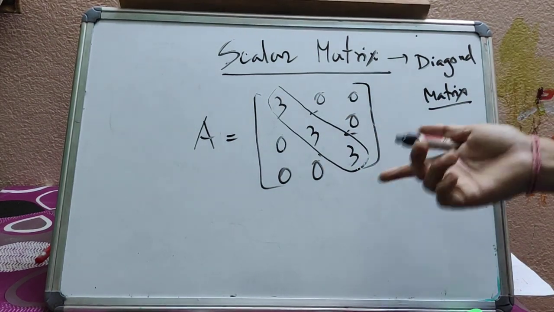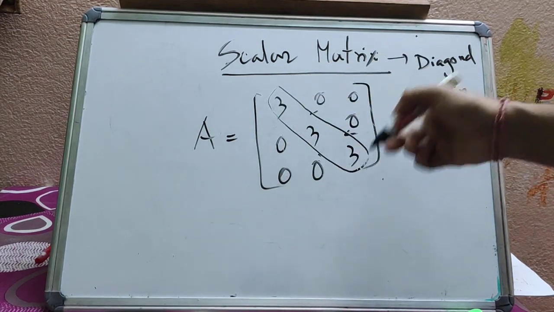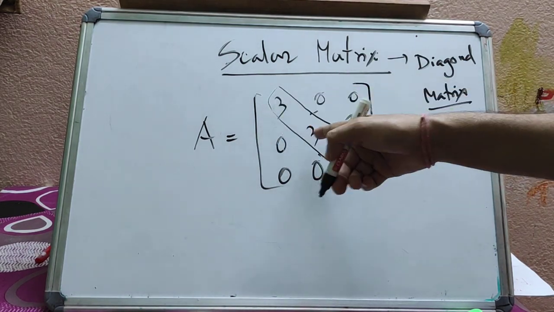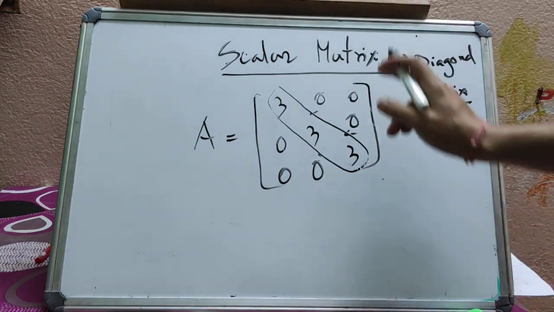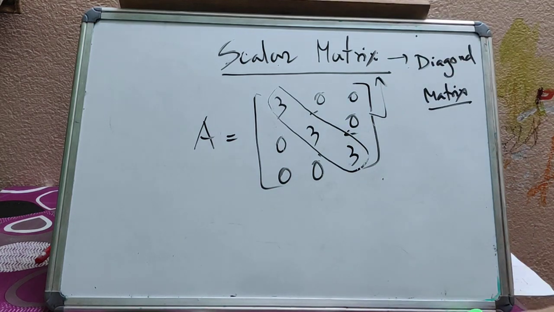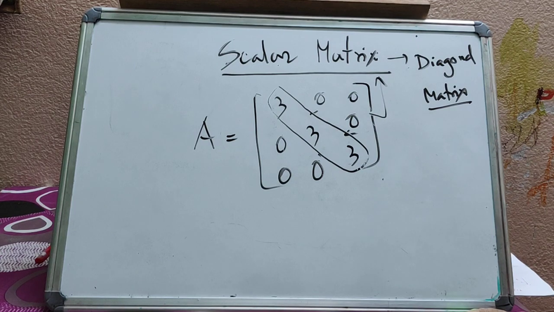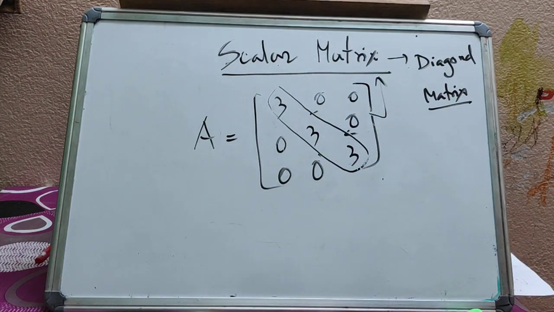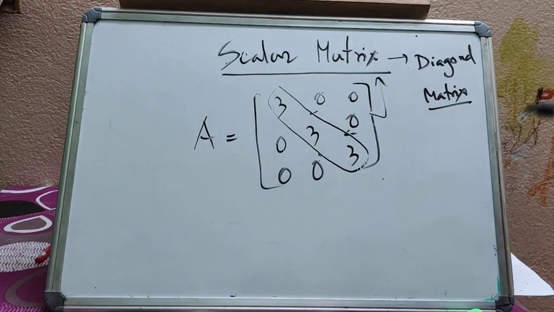In a diagonal matrix, the non-zero elements are the diagonal elements and the other elements are zero. If all those diagonal elements become equal, then that diagonal matrix is called a scalar matrix. And of course the non-diagonal elements are zero, because this is a diagonal matrix. Whenever the diagonal elements become all equal, then this is called a scalar matrix.